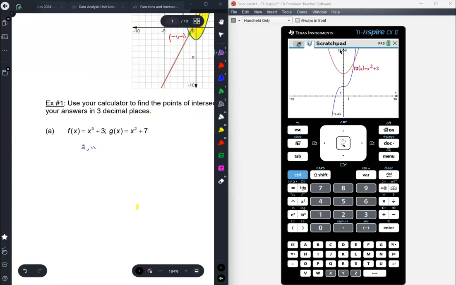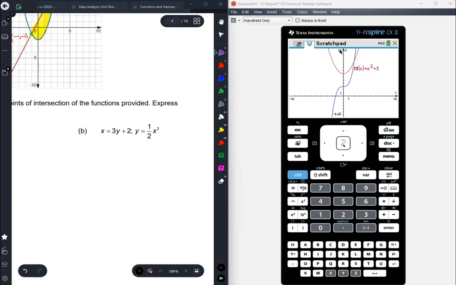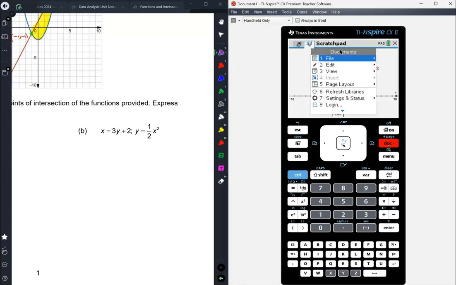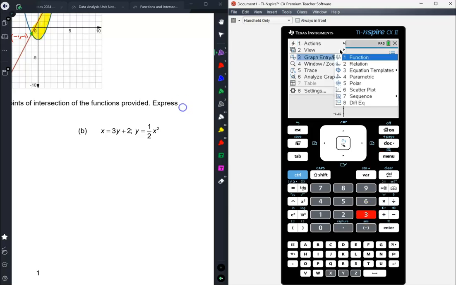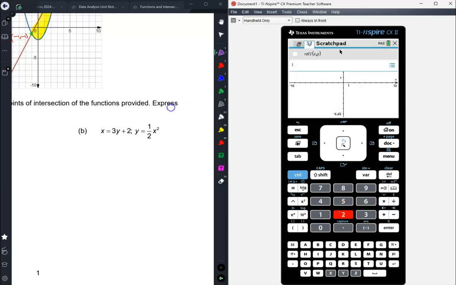Okay, let's go ahead and do the next one here. Here you can solve this one for y to plug it in. But you know what? I'm going to go back to your graph. I want to put them in as a relation. So why don't we go to menu, number 3 is graph entry, and I want a relation number 2.